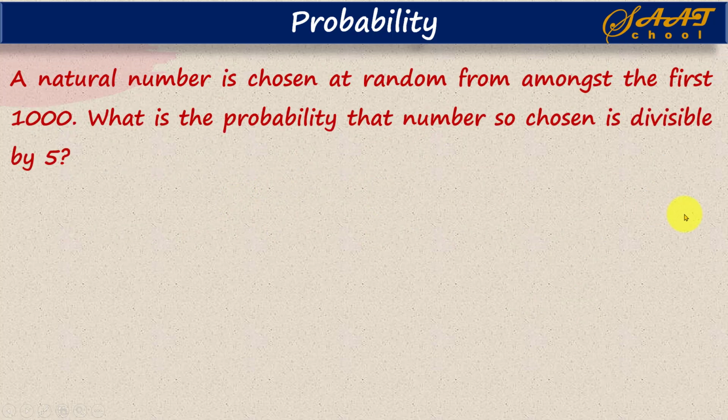So here is the next practice question. A natural number is chosen at random from among the first 1000. Now this 1000 will be n(S), that is the possible outcomes. Here n(S) is 1000. Now the question is to find the probability that the number so chosen is divisible by 5. Again, let A be getting a number divisible by 5. Now you have to find n(A). How do you find it? Simply divide 1000 by 5. If you divide 1000 by 5, that is equal to 200, and that is n(A).